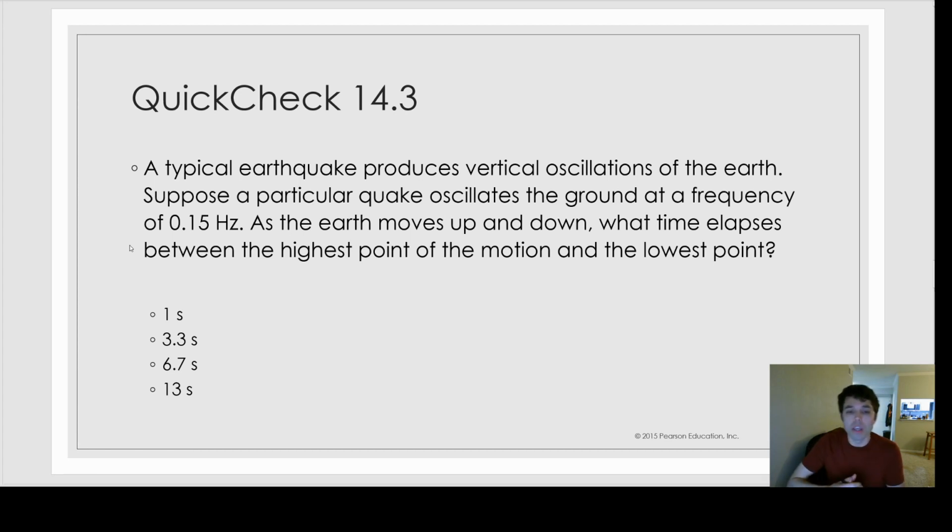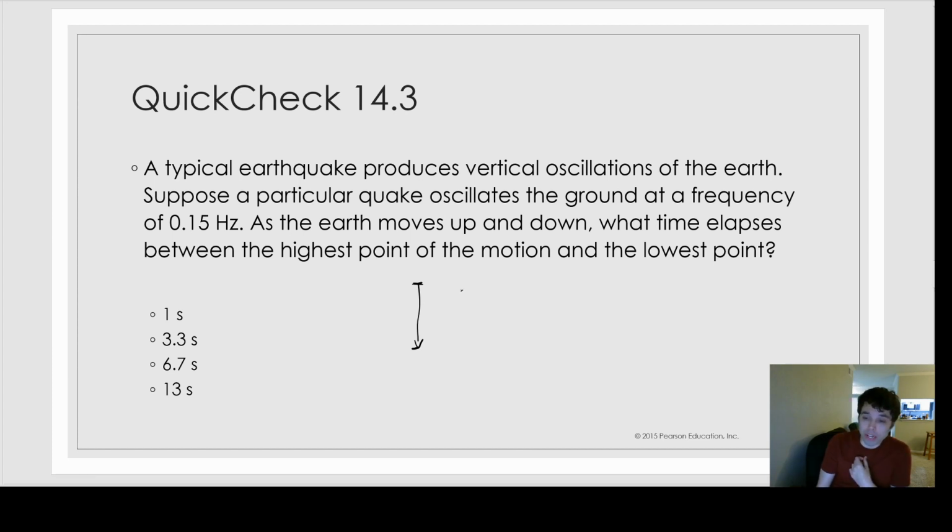Okay, now you're back. Highest point and lowest point. So how long does it take the earth to go from here to the lowest point? What time elapses between the highest and lowest point? It does not say how long to go down and back, only to go from highest to lowest. You've got to be careful with little details like this, because it will get you. How long does it take to go from the highest to the lowest, but not back? So we're not completing a whole cycle here.